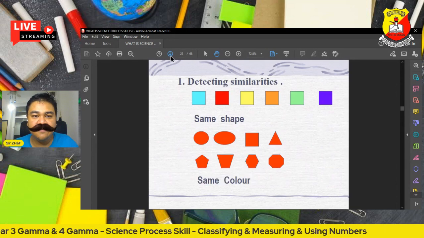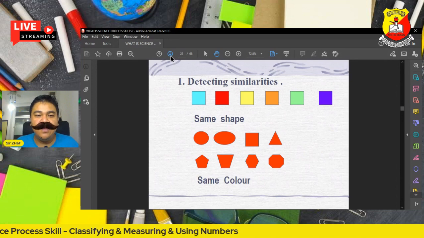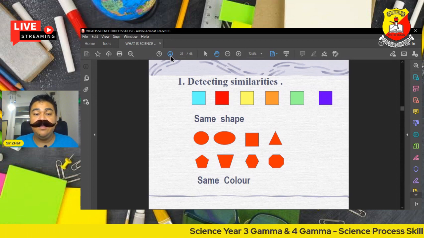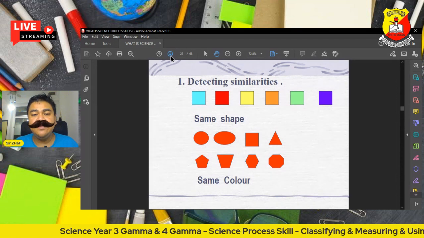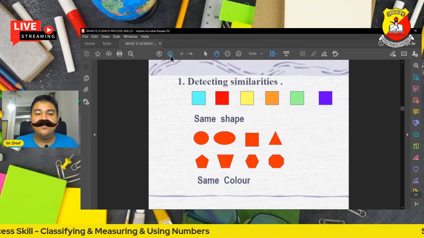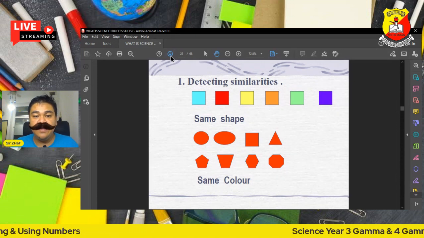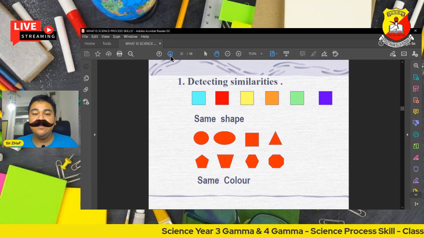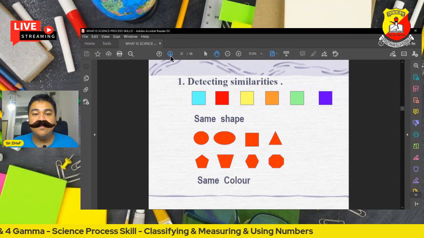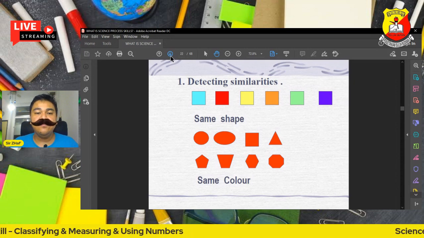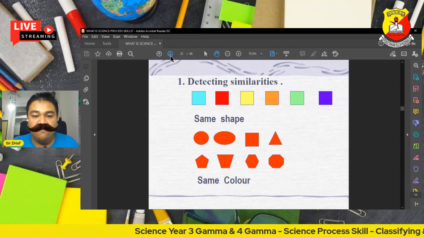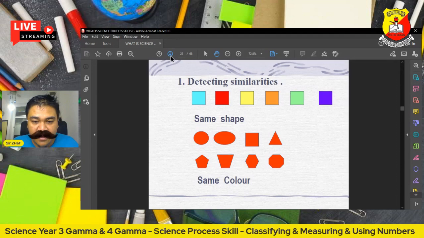First, what you need to do, class, is detect the similarities, persamaan. Look at the image. The similarity is the shape, square. Even though the color is different, the shape is the same. So that is the similarity, the same shapes. You can detect the shapes: they are squares, rounds, ovals, triangles, pentagons, trapezoids.